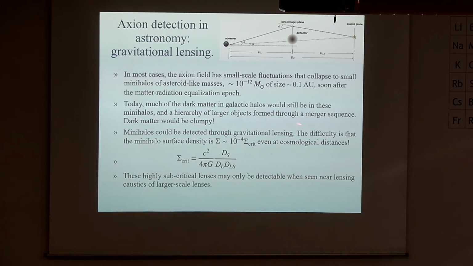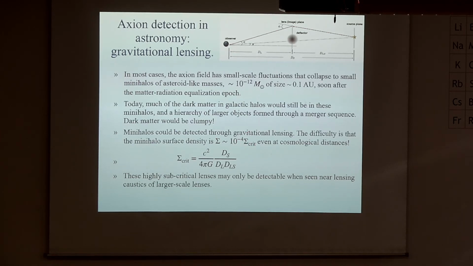Now, the difficulty is that these mini halos are quite small and diffuse, and when you calculate their surface density sigma, mass per unit area, it's very small, much smaller than a galaxy or a globular cluster or anything like that. So it's only about 10 to the minus 4 of the quantity we call the critical surface density in gravitational lensing.